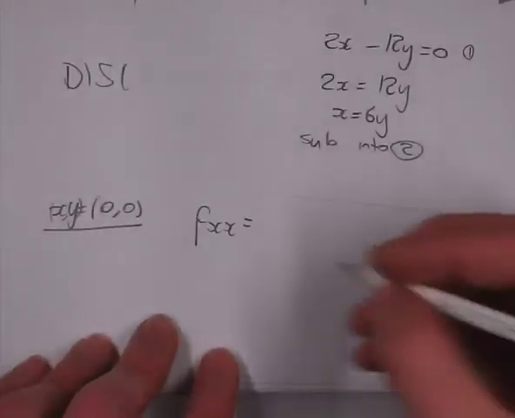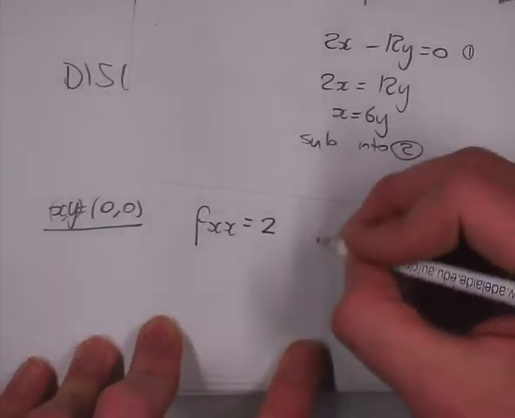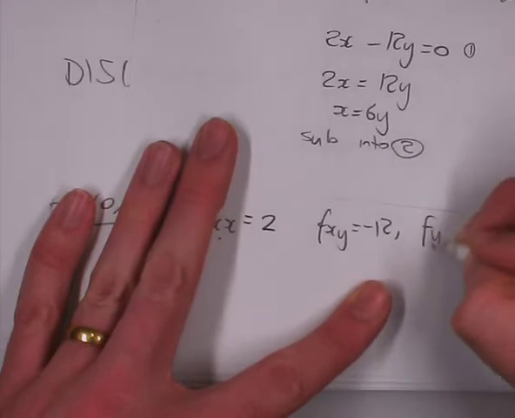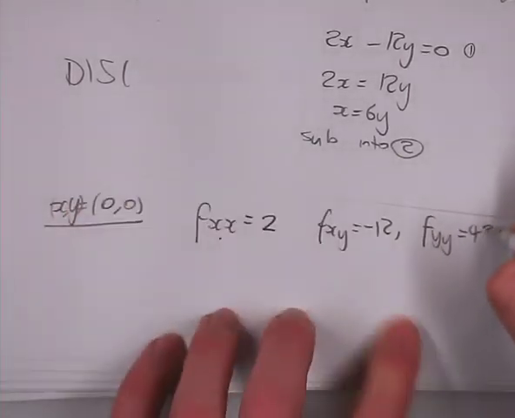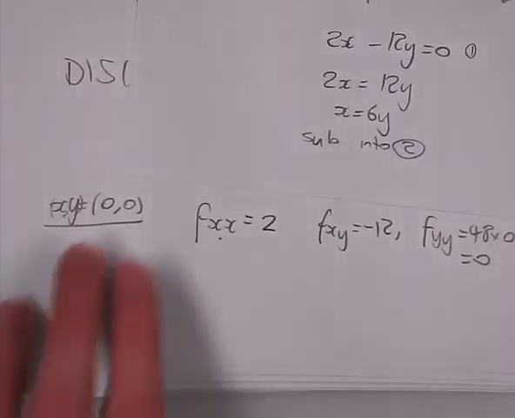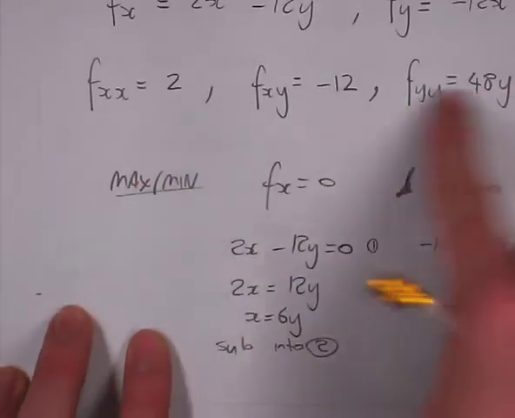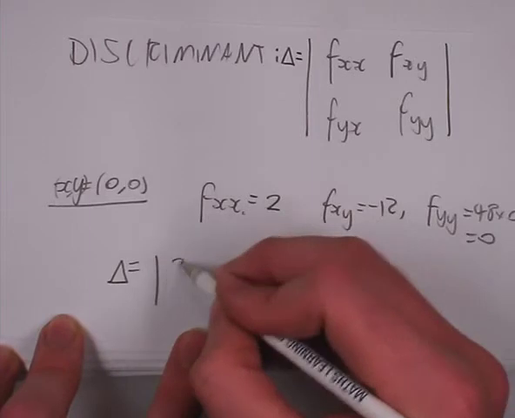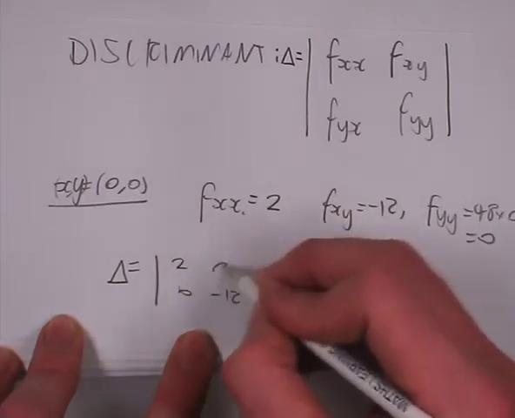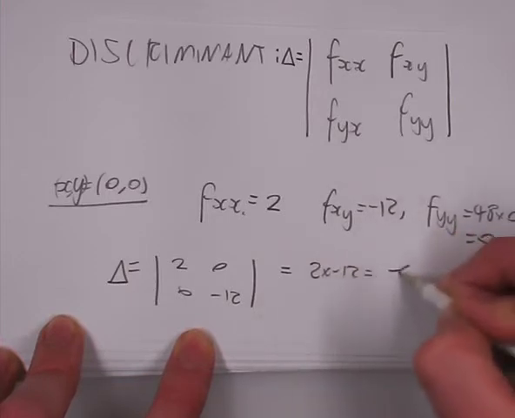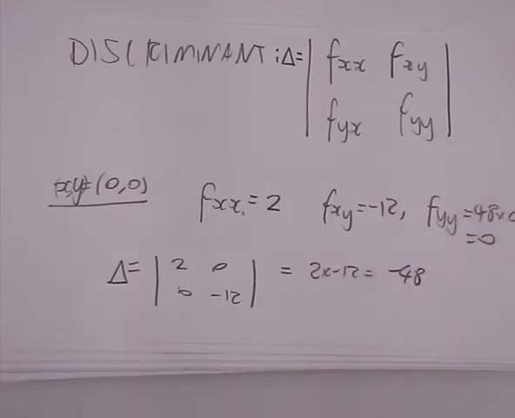is 2. It's always 2. And fxy is minus 12, because it's always minus 12. And fyy is 48 times 0, which is 0. Okay? So I sub my point 0, 0 into these three formulas here to find out what those answers are. So my discriminant is therefore 2 times 0 minus 12 times minus 12, which is minus 48.